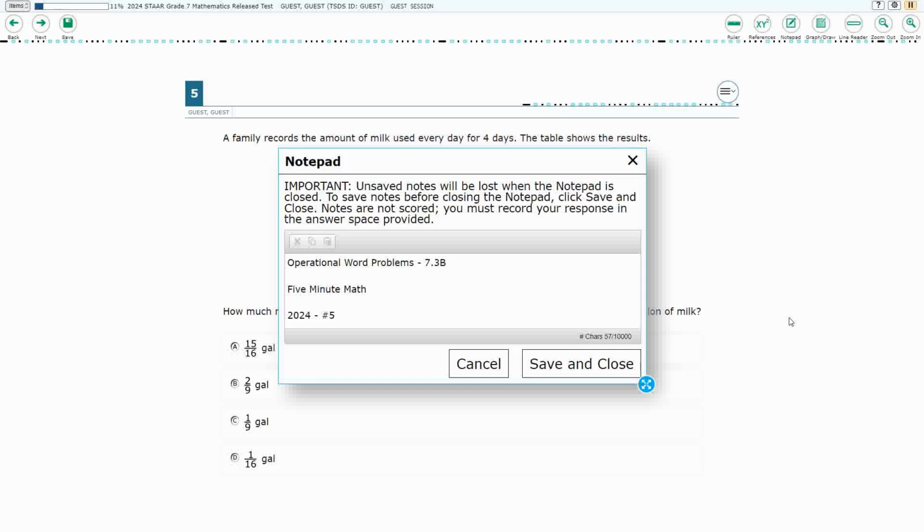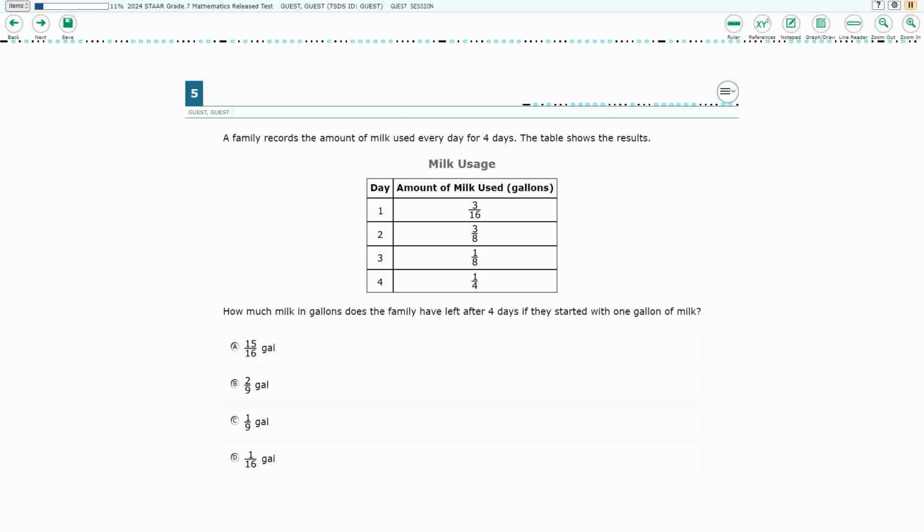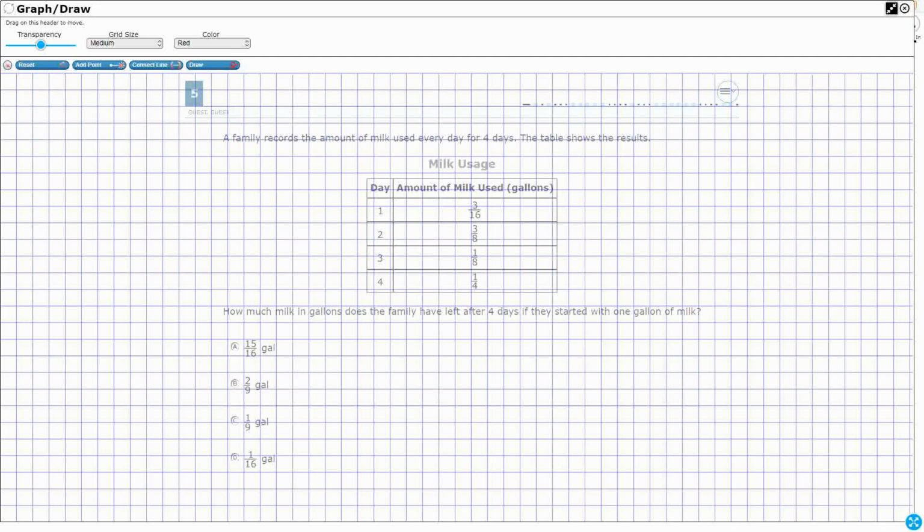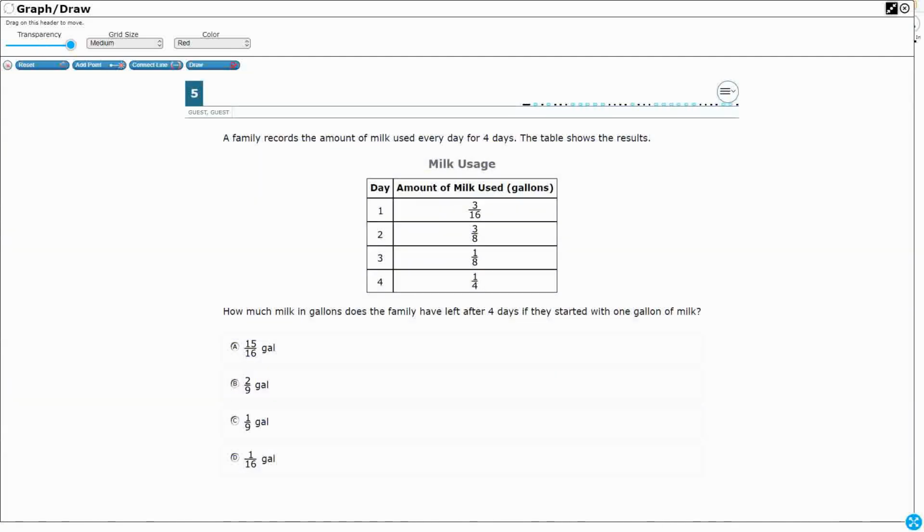Today we are looking at the 7th grade concept of operational word problems. This is standard 7.3b in the great state of Texas, and we are using item number 5 of the 2024 released STAAR test. If you haven't done so already, please go ahead and take a moment to pause the video, work this problem out on your own, unpause it, and we will look at our answers together.